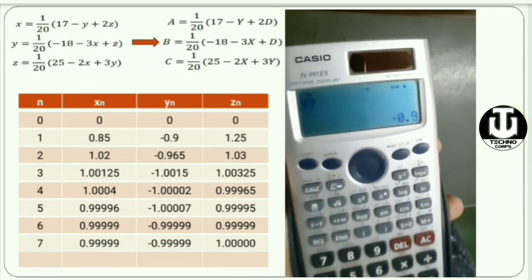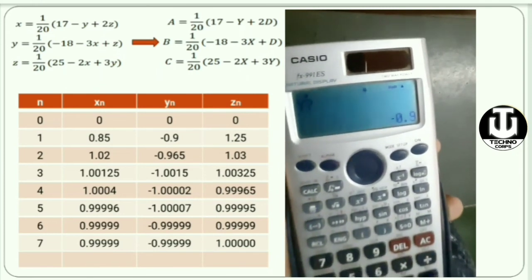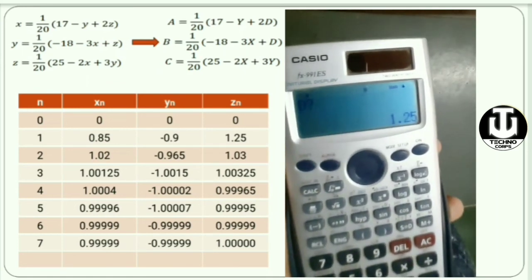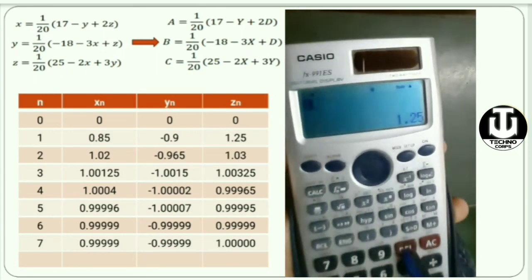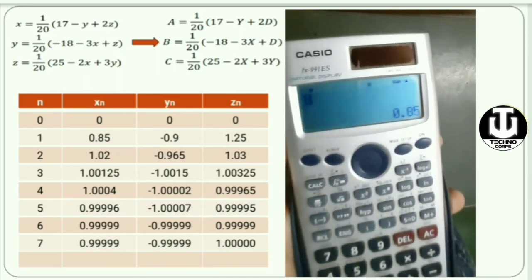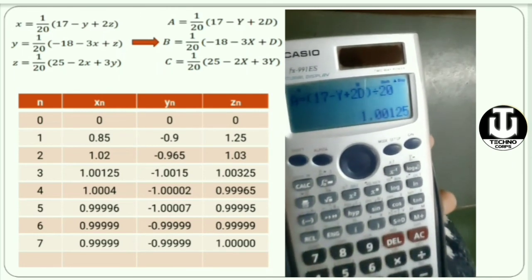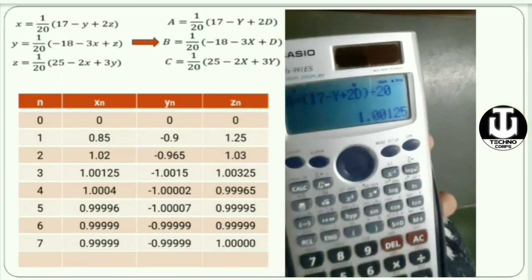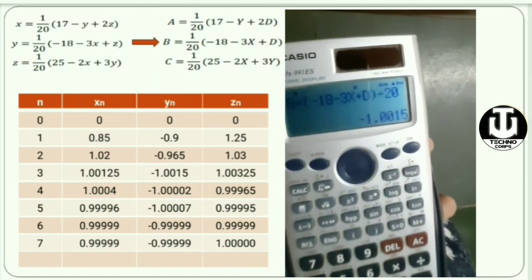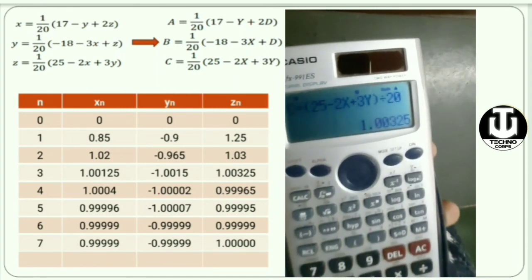After that we will go for the x3 value. For x3 we have to keep the values of y2, z2 and x2. What is y2? That is minus 0.965. What is z2? That is 1.03. What is x2? That is 1.02. So we got the value for x as 1.00125. This is the value of x3. Next value for y3 is minus 1.0015. Next value for z3 is 1.00325.